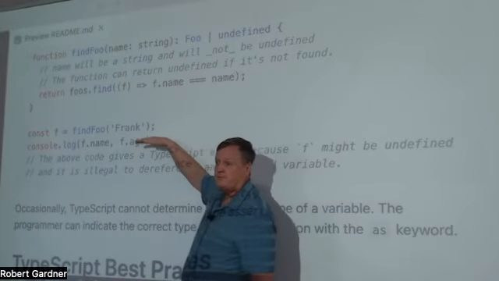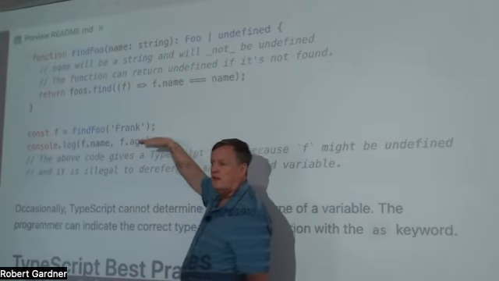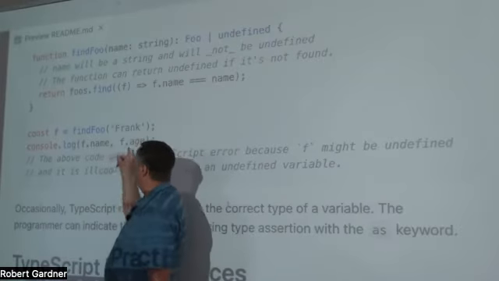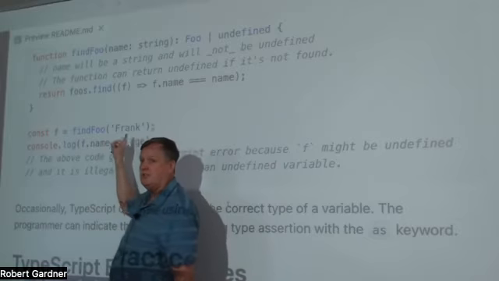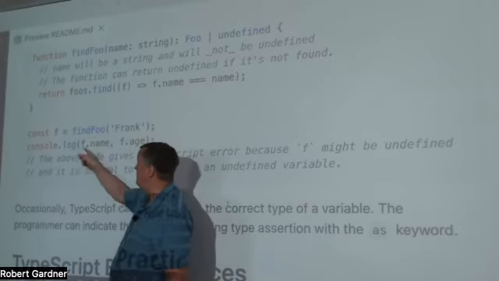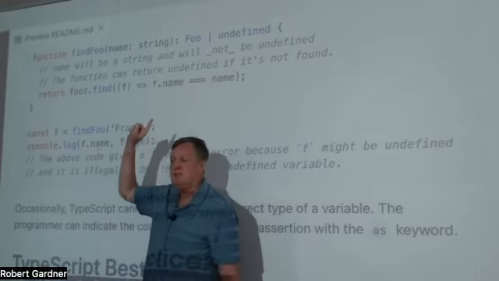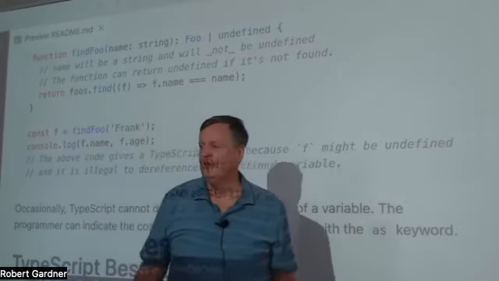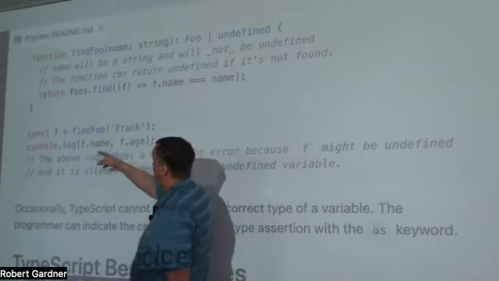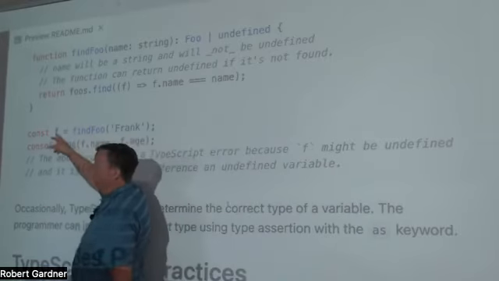Why? That's one reason. I put age. Age doesn't exist in foo. So it will complain because of that. And it will also complain here on f.name, even though name exists. Why will it complain? Because f might be undefined. Remember, f can be either foo or undefined.